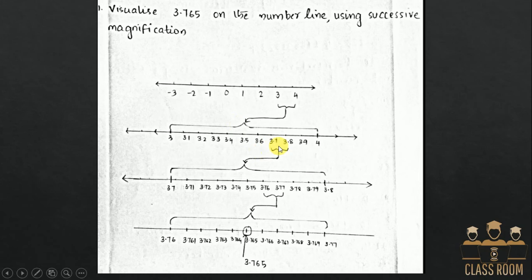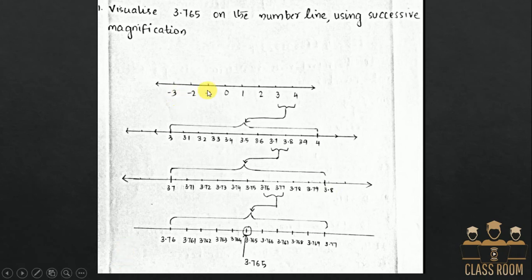That means the number is between 3.7 and 3.8, right? The number is 3.765, so in between 3.7 and 3.8. So we are again magnifying 3.7 and 3.8. What are the numbers after 3.7? 3.71, 3.72, 3.73, 3.74, 3.75, 3.76, 3.77, 3.78, 3.79 and 3.8.